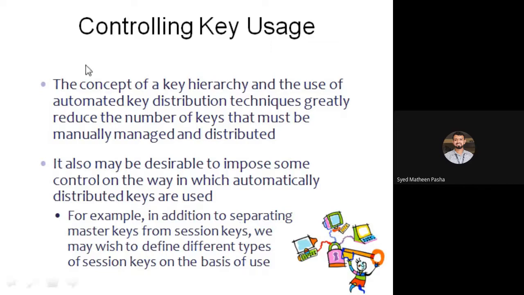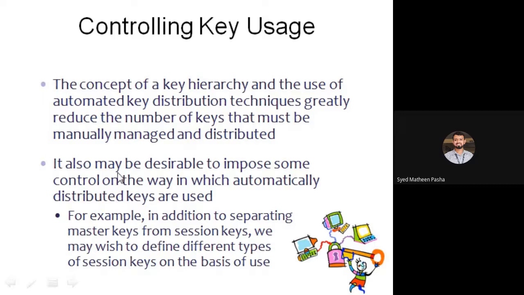We'll see the concept of key hierarchy. The use of automated key distribution techniques greatly reduces the number of keys that must be manually managed and distributed. This is one of the advantages of key hierarchy. If we are using the automated key distribution scheme as well as key hierarchy, it basically reduces the number of keys used. That is, the size of key will be reduced with these two concepts. If the size of key is reduced, you can implement that in the higher plain text also by using different techniques.